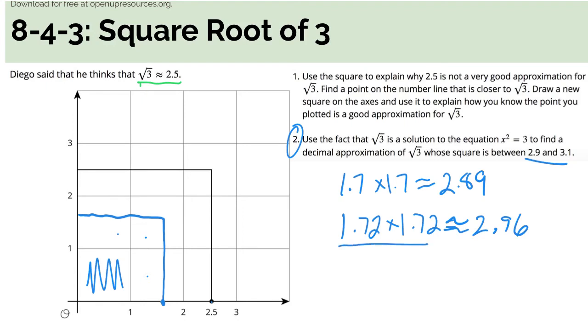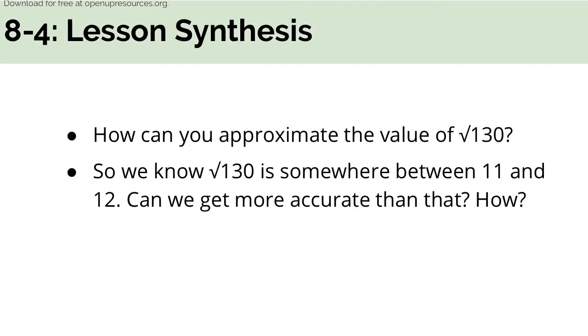There's other answers you could come up with too, but we could say that the square root of 3 is approximately 1.72. So to wrap up lesson 4, how can you approximate the value of the square root of 130? Yes, you can just use a calculator to get you a decimal approximation, but our goal is to be able to think through these a little bit more deeply.